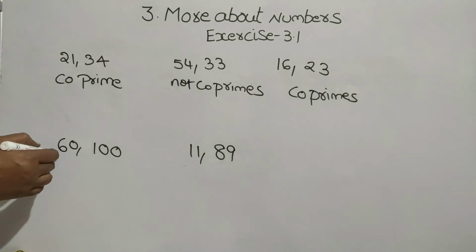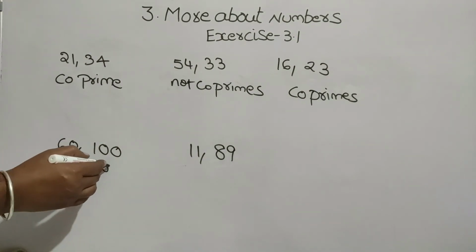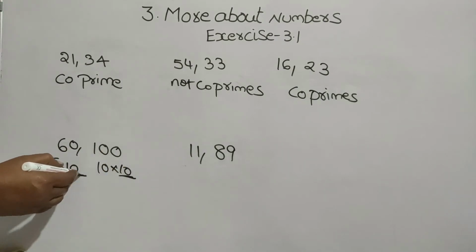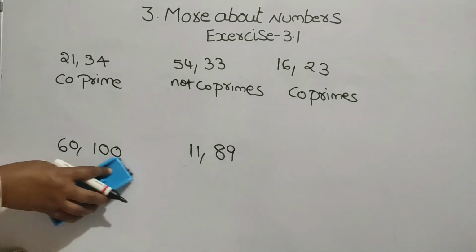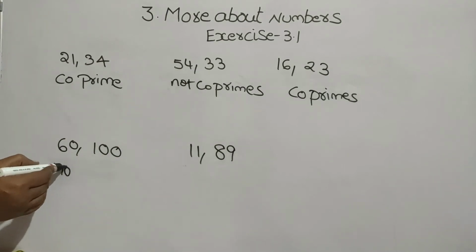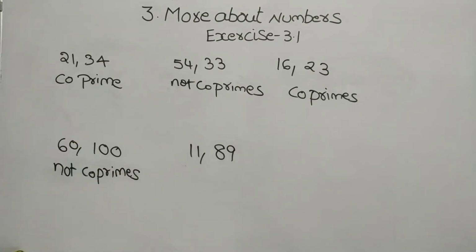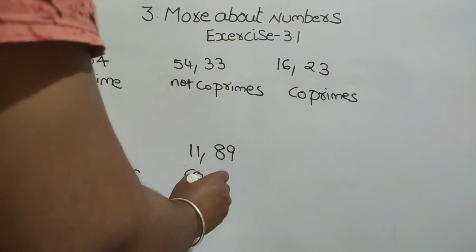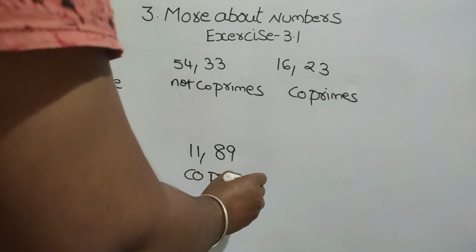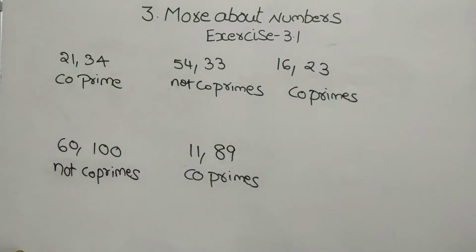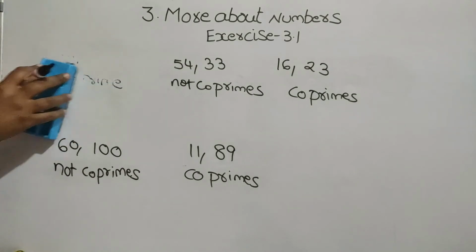60 and 100. 6 tens are 60. 10 tens are 100. So 10 is a common factor for these two. So these are not coprimes. 11, 89. Both are prime numbers. So both are coprimes. So any two numbers which are carrying only one as a common factor, not with any other number, those are called coprimes. This ends this question.